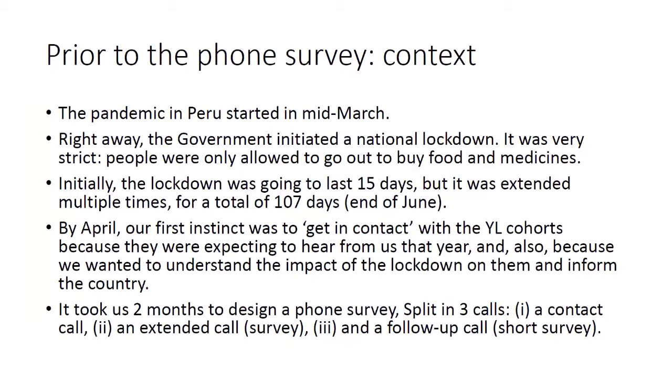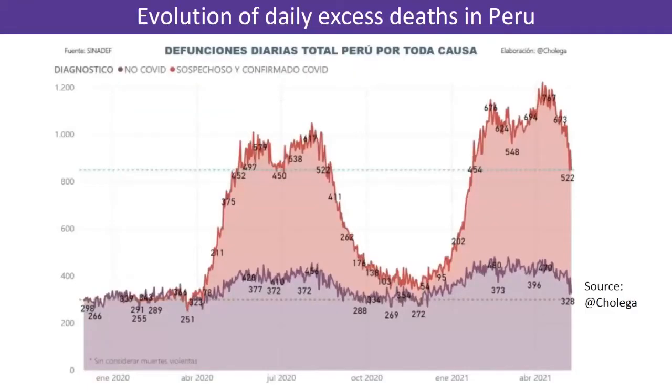So when this happened, our first instinct was to contact the families, and we started designing the phone survey around that idea. This is a visualization that someone else did. These are the number of excess deaths over time in Peru, and this is when the national lockdown took place. You see, right when it started, that's when the national lockdown took place. It was very long, slightly more than 3 months.